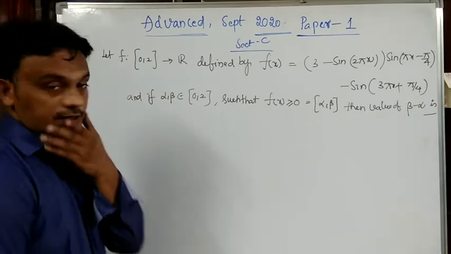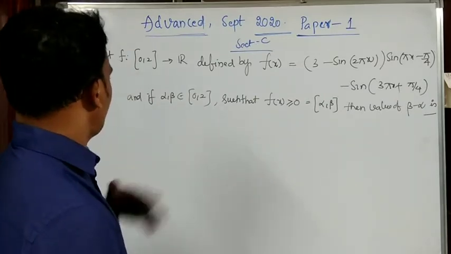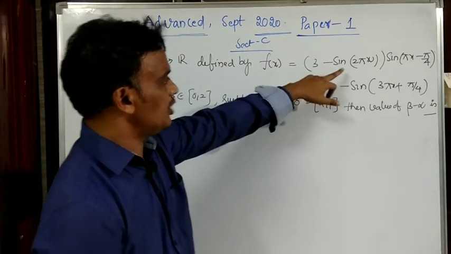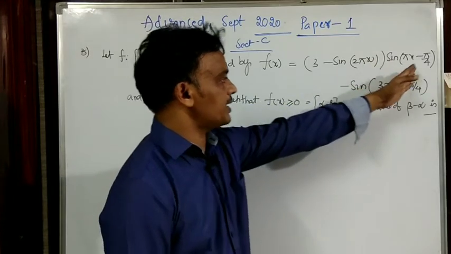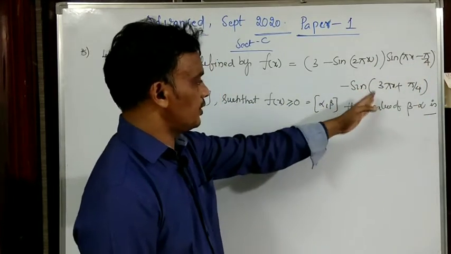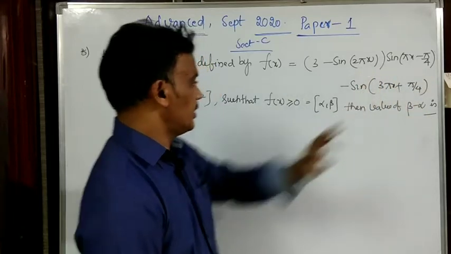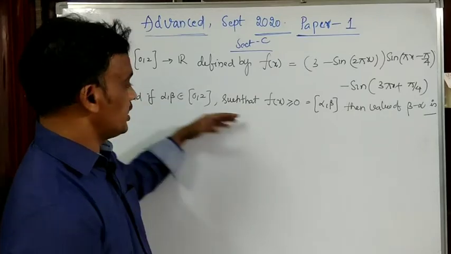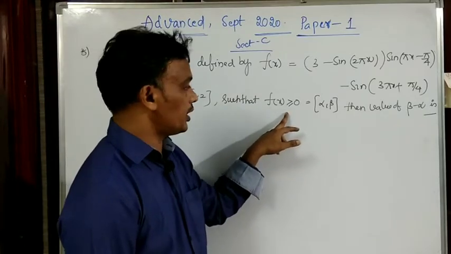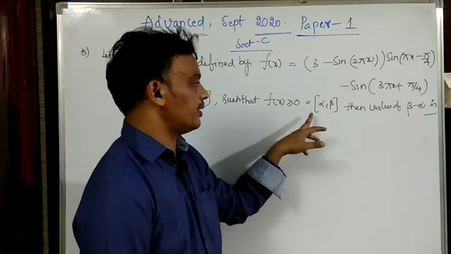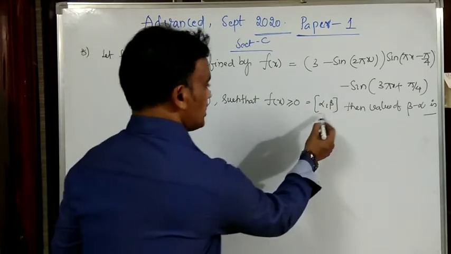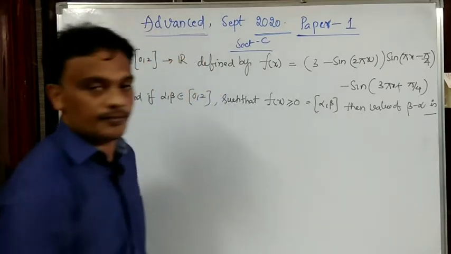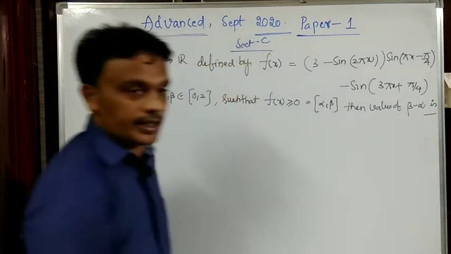Here is a problem from trigonometric equations. f is a function from R defined by f of x equals 3 minus sin 2πx times sin(πx minus π/4) minus sin(3πx plus π/4). It is a somewhat difficult category. Where alpha, beta belong to [0, 2] such that f of x is greater than or equal to 0, we are going to find that interval. In that case, what is beta minus alpha?